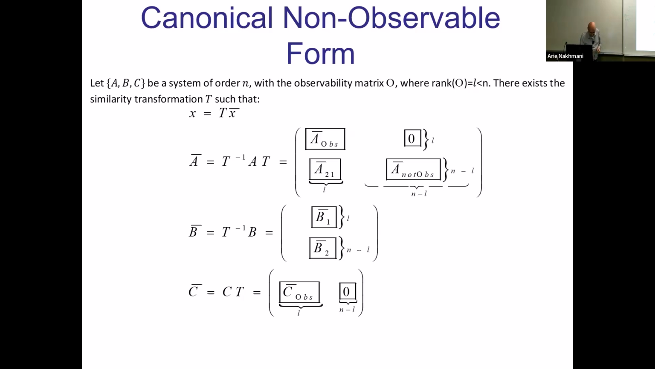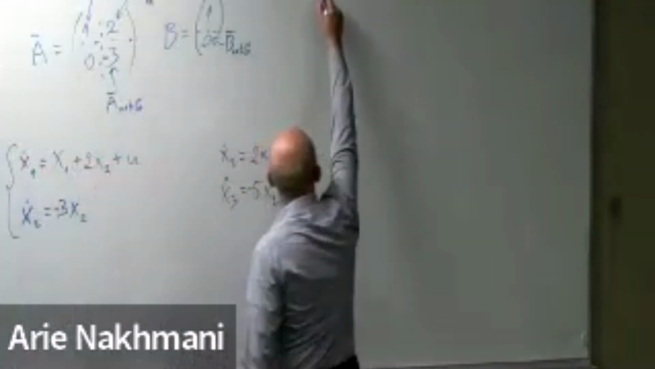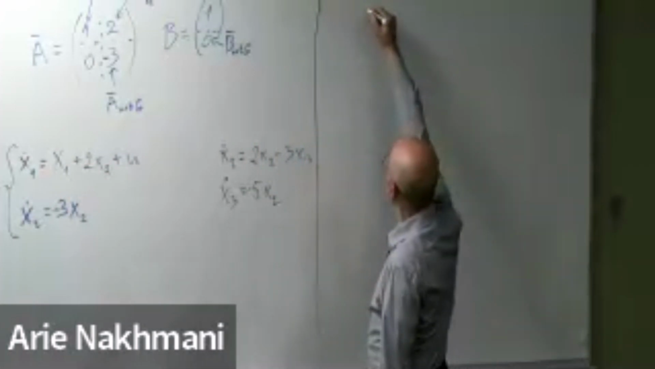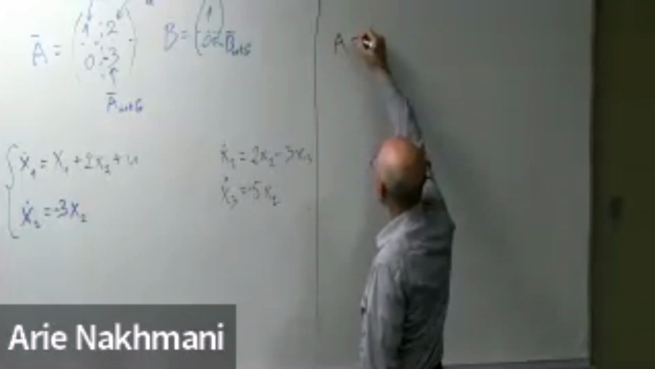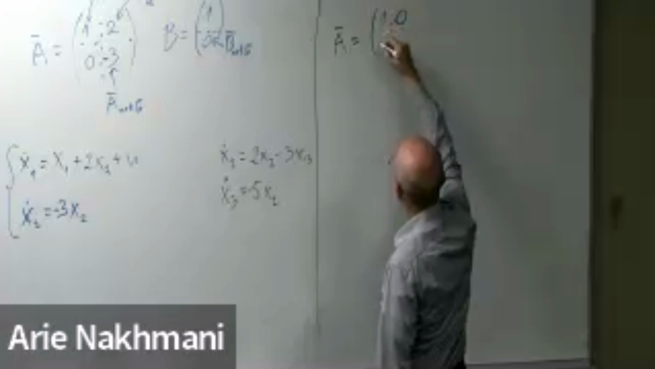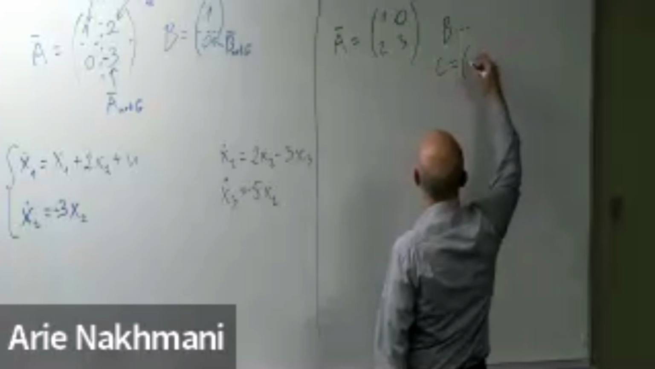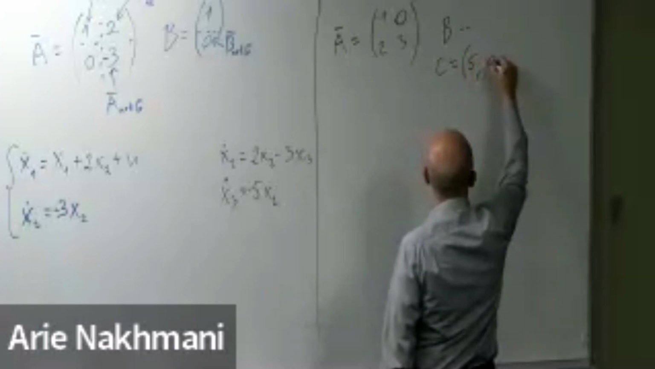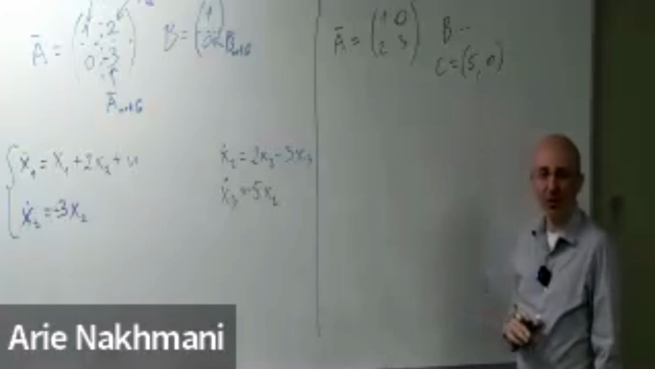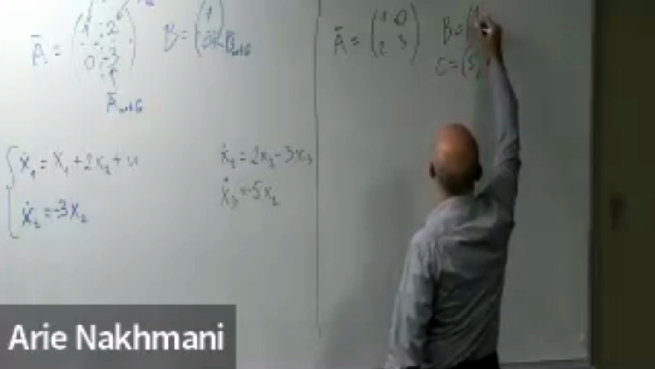Let me get to the right board. We'll keep it as a screen. So here's how it works. Let's say you have a matrix which is, in that case, 0 will be here. 1, 2, 3. B will be something. C will be, let's say, 5 and 0. So the second block should be 0, right? So let's write that equation. Let's take something specific.